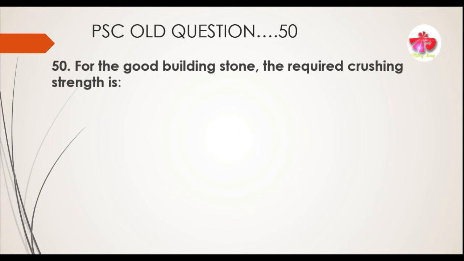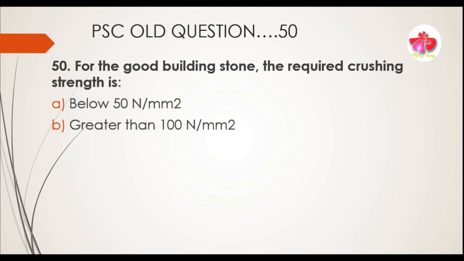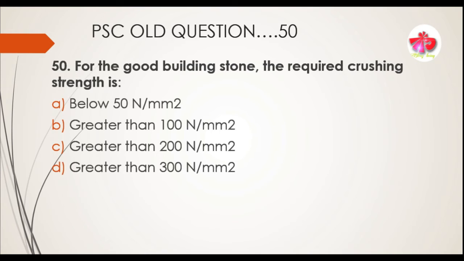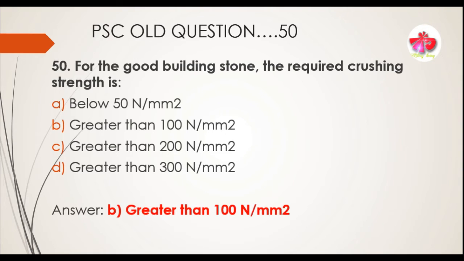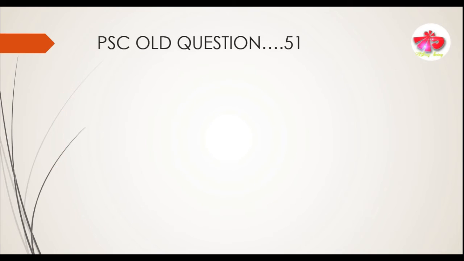Question number 50. For the good building stone, the required crushing strength is option A, below 50 Newton per mm square, option B, greater than 100 Newton per mm square, option C, greater than 200 Newton per mm square, option D, greater than 300 Newton per mm square. So friends, for a good building stone, the required crushing strength shall be greater than 100 Newton per mm square. Option B will be the correct answer here.